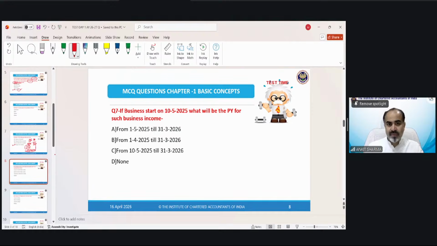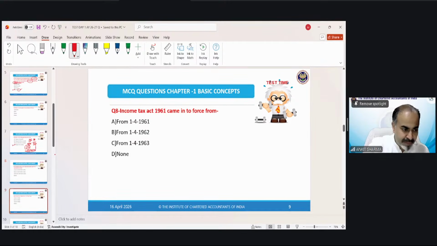Next is, like this question is of course related to question number 6. If business starts from 10th May 2025, so what is the previous year? Of course, option number C. As simple as that. Income tax came into force from which date? The correct answer is option number B.